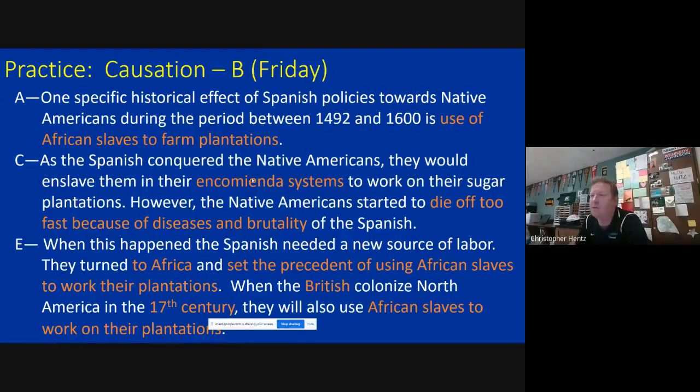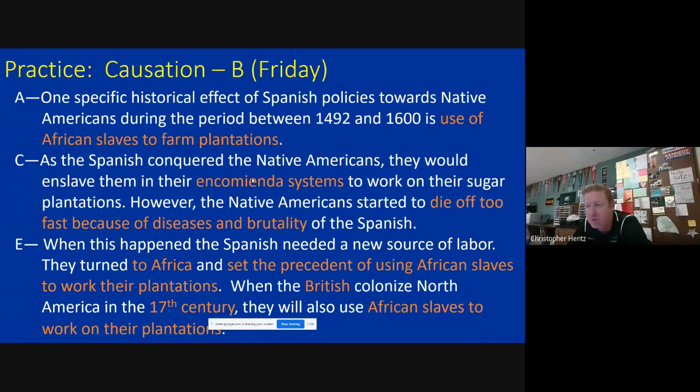Okay. All right. So here is what I came up with for letter B. So let's see how this compares to what you did. One specific historical effect of Spanish policies towards Native Americans during the period between 1492 and 1600 is the use of African slaves to farm plantations. As the Spanish conquered the Native Americans, they would enslave them in their encomienda systems.